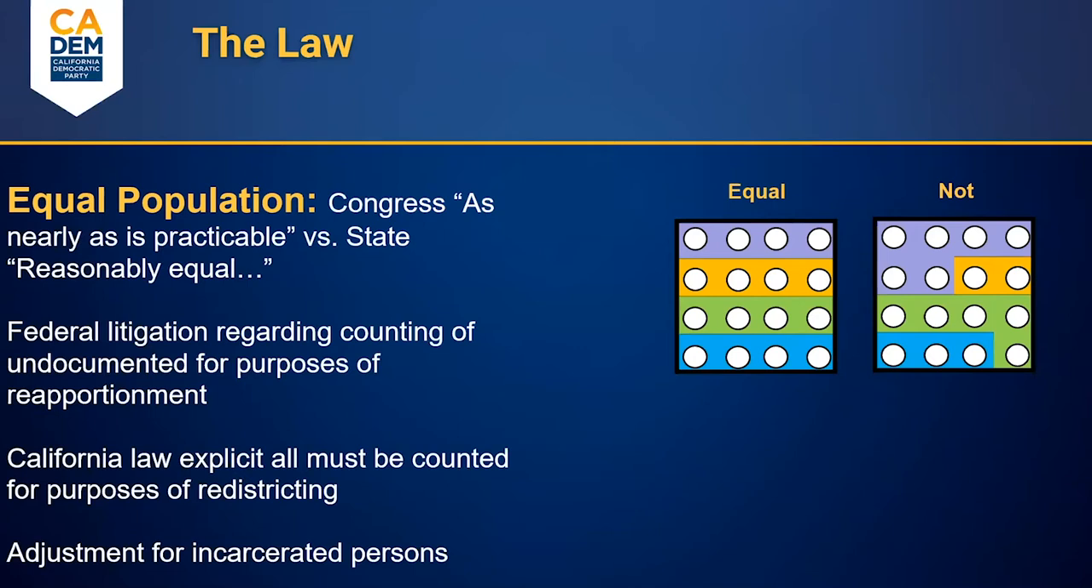The other thing that is new on equal population, showing where all this stuff can get complicated, is a new law that is just taking effect, which requires that California adjusts for incarcerated persons. If you are in a state facility, you would be reassigned back to where you lived before you were incarcerated, not the actual prison facility itself. That was not done in 2011 and is being done for the first time in 2021.